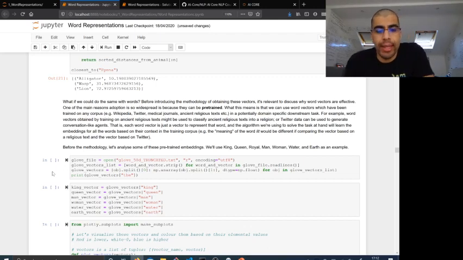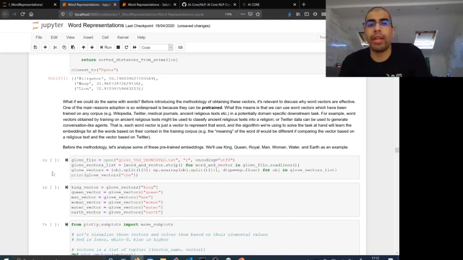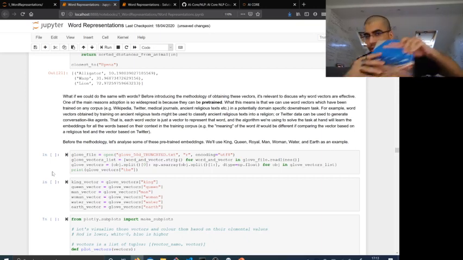It's actually possible to do similar kind of reasoning with words. I'm going to look at the methodology of obtaining those word vectors later on. But before I do that, I want to talk about why representing words as vectors is effective. One of the reasons is not related to anything that I've mentioned before: it's because they can be pre-trained. What this means is that we can use word vectors which have been trained on any given corpus: Wikipedia, Twitter, medical journals, ancient religious texts, this computer networking book, whatever.